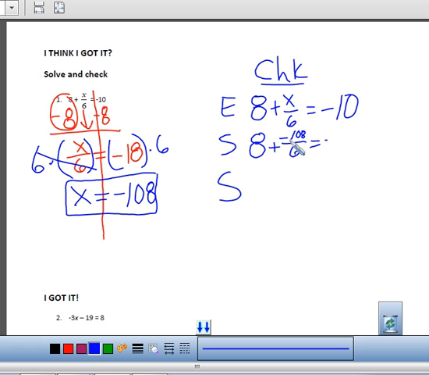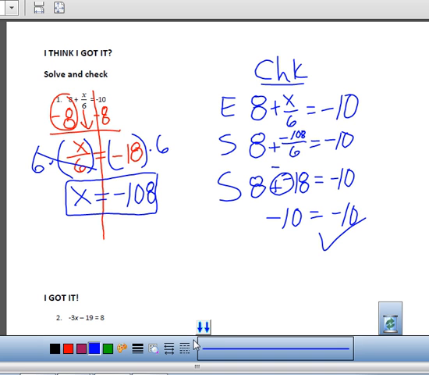Now if you type in negative 108 divided by 6, you get, that's right, negative 18. Now, adding a negative is the same as subtracting. So do 8 minus 18 on your calculator, not 8 minus negative 18. 8 minus 18. Or you can do 8 plus negative 18, either way, but you'll get negative 10 equals negative 10. And it checks, and we're happy.